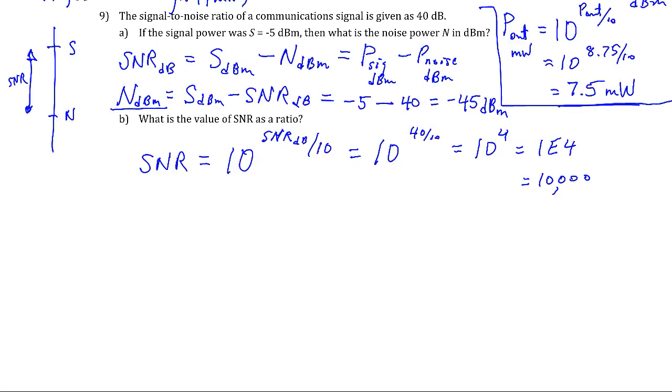Okay, so this is an example of a signal and noise ratio problem. Very similar to a simple loss budgeting problem, except I'm using signal power and noise power instead of input power and output power.